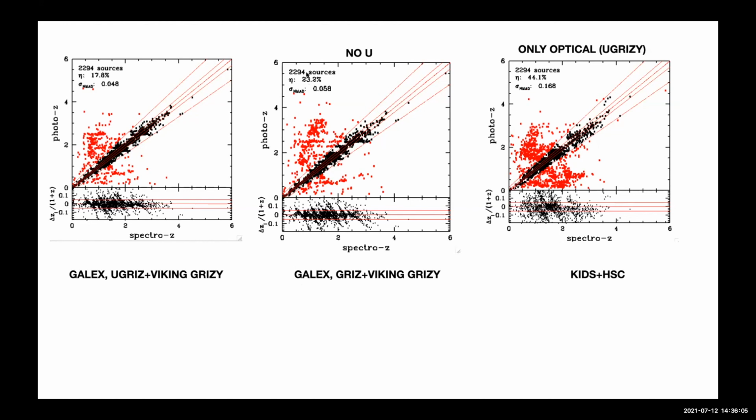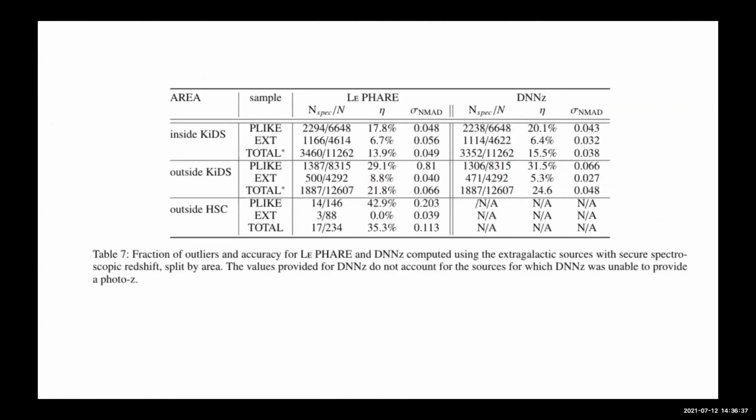The sample is large, so it's not small-number statistics. Here you have the one-to-one spec-z versus photo-z, and in red, essentially, you have the outliers. The horizontal lines show you the systematics. And if I use only u, g, i, Z and Y in the KiDS area, this is what you have. Essentially, tossing a coin gives you exactly the same result. And these are just the bright objects. If you go fainter in photometry, this effect is going to be less.